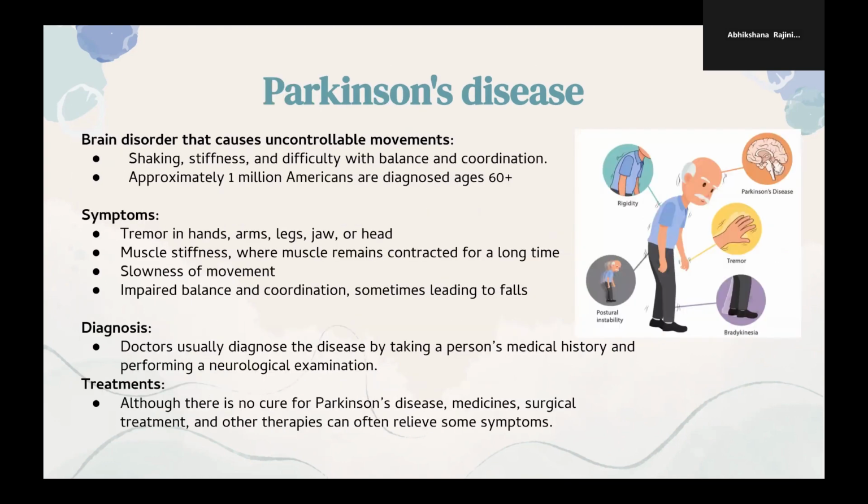Next slide, please. Parkinson's disease is a brain disorder that causes uncontrollable movements, and symptoms are shaking, stiffness, and difficulty with balance and coordination. About 1 million Americans are diagnosed, and their ages are 60 and older. Symptoms include tremor in hands, legs, arms, jaw, or head, muscle stiffness where muscles remain contracted for a long time, and slowness of movement and impaired balance and coordination that sometimes lead to falls.